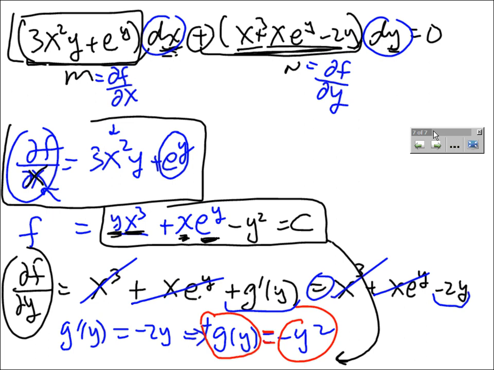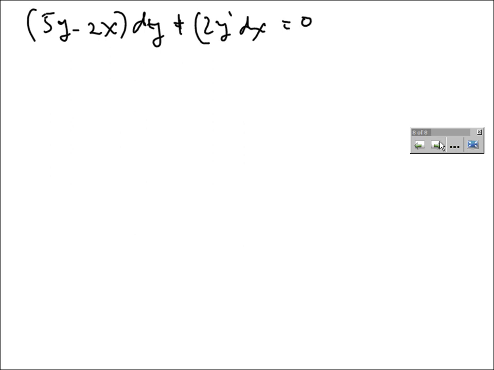Okay, now this one is going to be non-exact. It's not going to be exact. You have (5y minus 2x) times dy plus 2y times dx equal to 0. This is N, this is M.